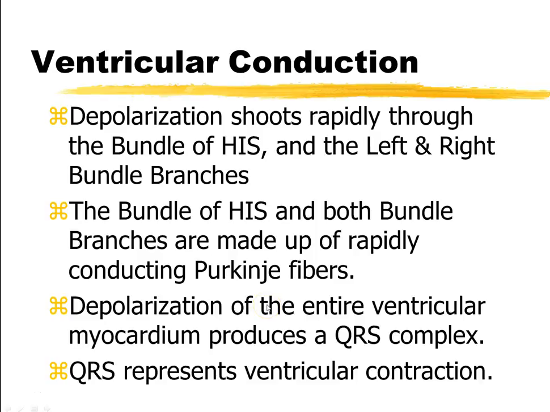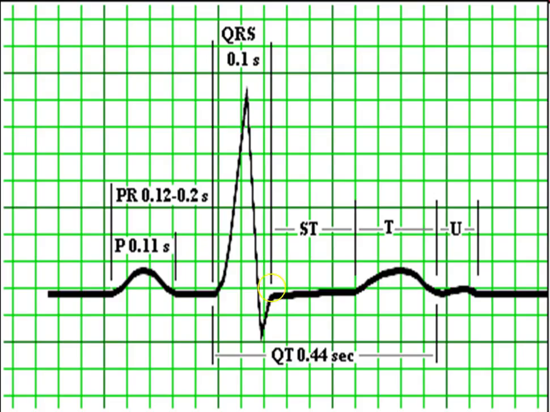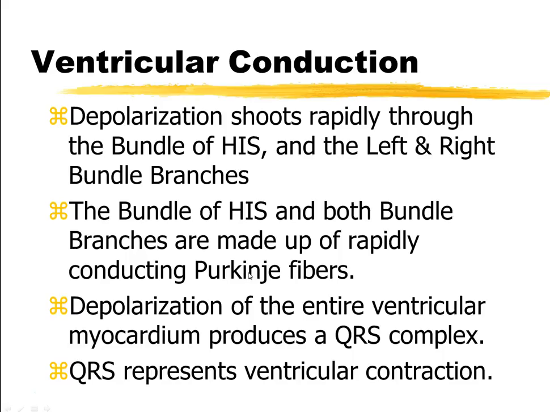So depolarization shoots rapidly from that AV node through the bundle of His and the left and right bundle branches. This is a quick impulse, and we see it showing up as that big up motion here and then down. That is a big fast wave as it depolarizes, and it's very quick. The bundle of His and both bundle branches, in the left and right ventricles, repolarize as they begin to depolarize, and that shows up mostly in that T wave.